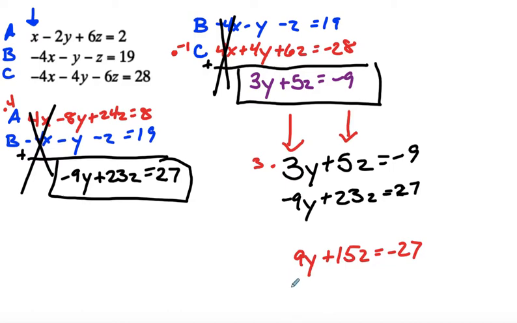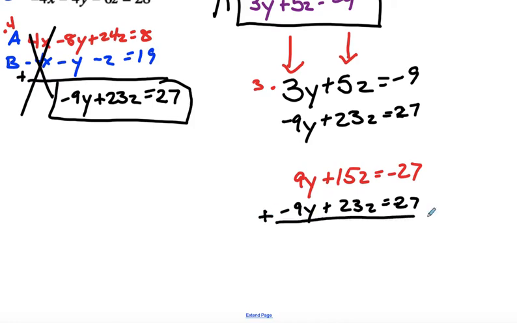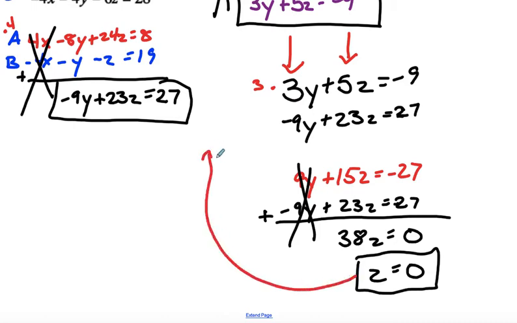No changes whatsoever. Now when I do my adding, the y's cancel. I'm left with 38z and 0, which means that z equals 0. So now that I've gotten that far, I need to go back in and plug those values back in to find my other values. So I've gotten z, now I need to get y.